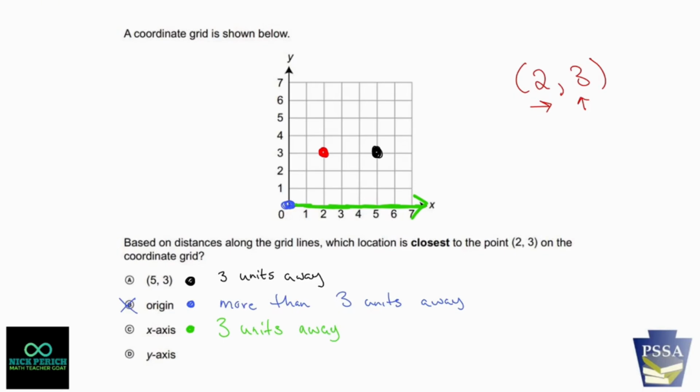But when we take a look at the y-axis, the y-axis is this axis vertically that goes up and down. That is 1, 2 units away. So the thing that is closest to our red dot is going to be the y-axis, which is going to be D.